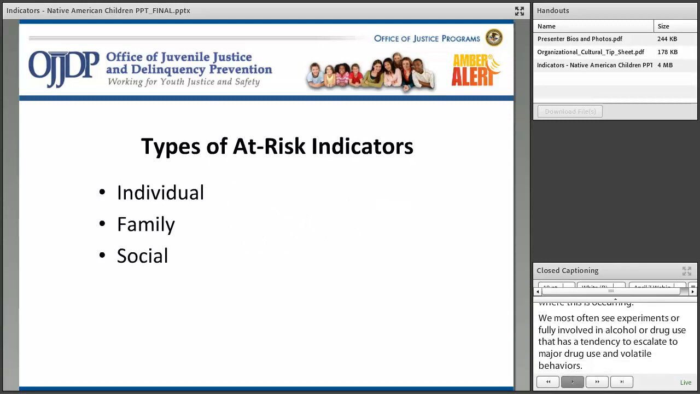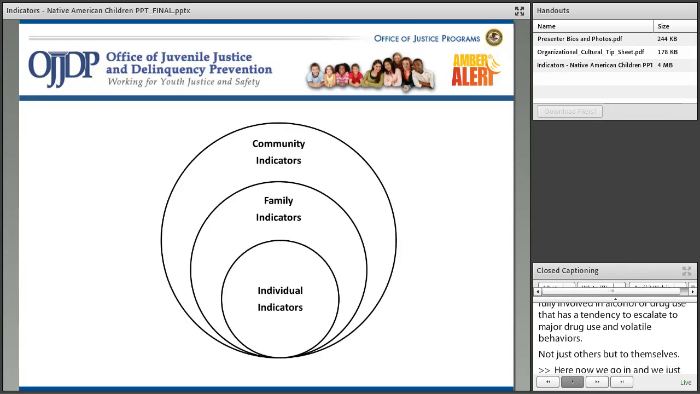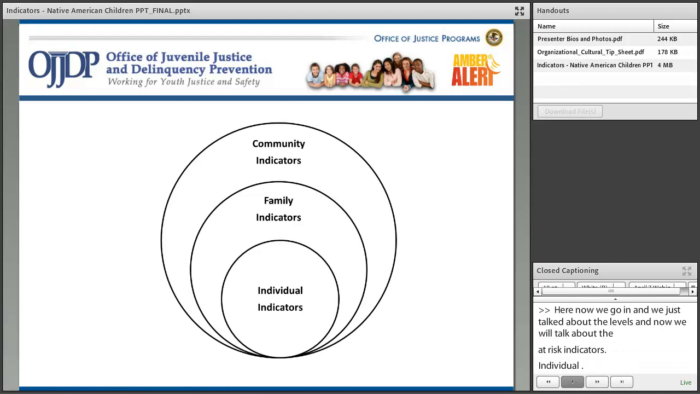So here now, we've just talked about the levels, so now we're going to talk a little bit about the at-risk indicators, the individual. Right here I just have a diagram, and some of you who are practitioners in social work or behavioral health would probably be familiar with this: it's a child-centered, family-focused approach to social work.